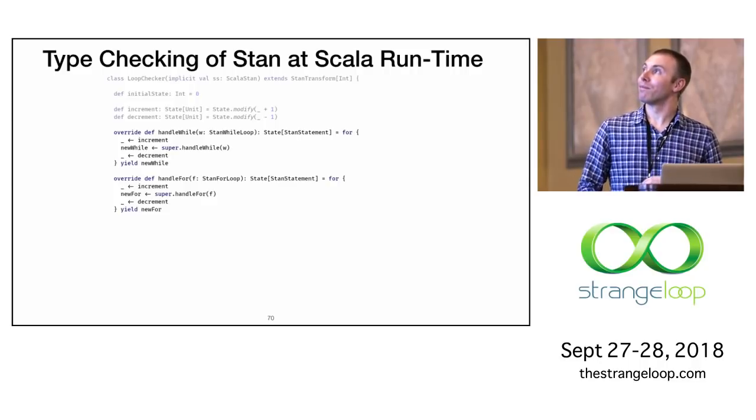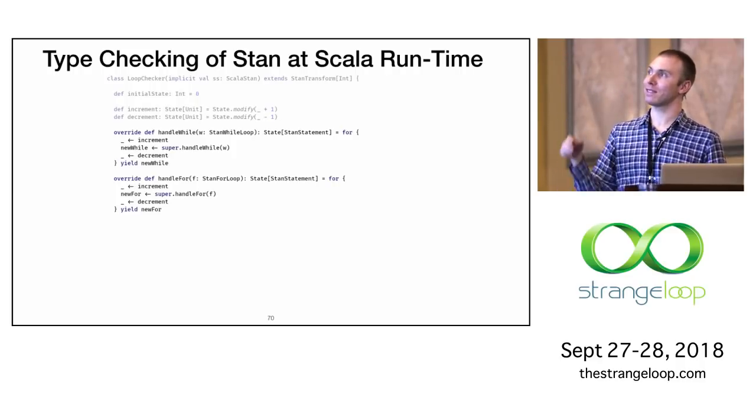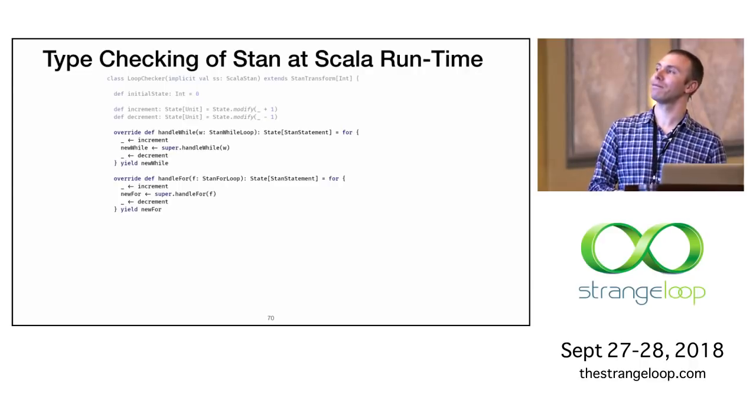So our type checking looks a lot like this. We have handle while, which gets called for every while loop: increment the number of loops, handle the while loop, decrement the number of loops. And this is just for comprehensions to do this all in the state monad.